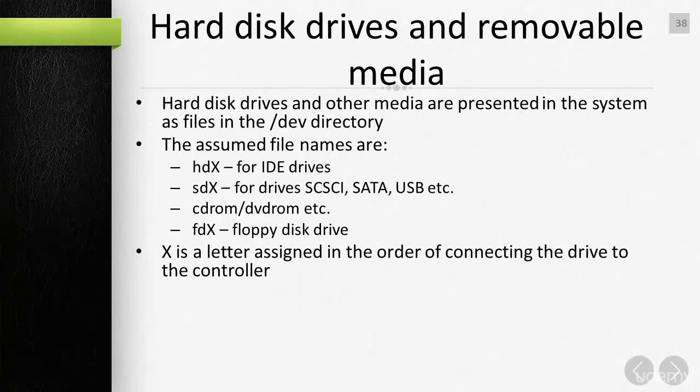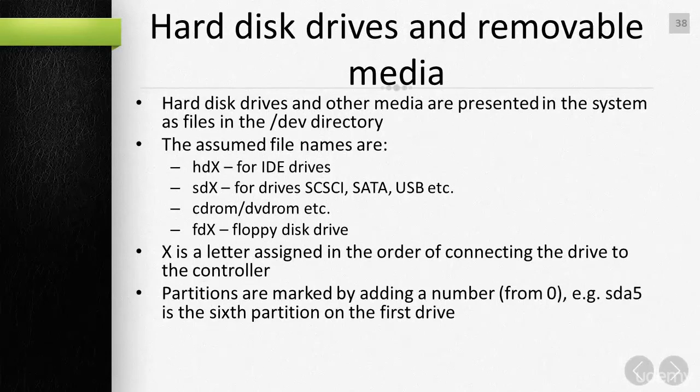The first controller, the first disk, will be designated with the letter A. The second controller, the second drive, gets, for example, the letter B, depending on whether there's something between them. Partitions, on the other hand, that is, the things that are visible in Windows as ordered letters C, D, etc., are denoted by digits appended to the device's name. For example, the sixth partition on the first drive will be seen as an SDA5 file located in the /dev directory.